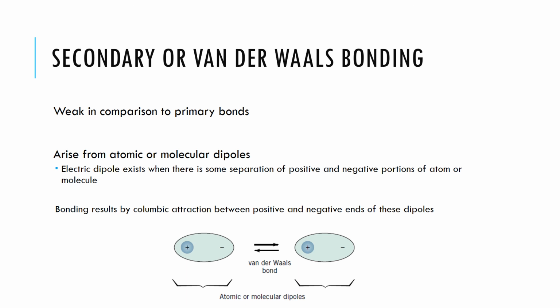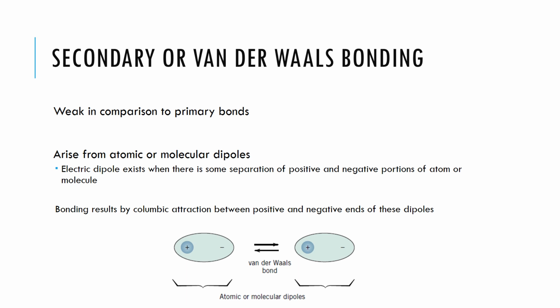They arise from atomic or molecular dipoles, and this is a really important point. We're not necessarily just talking about bonding between atoms now. We could be talking about bonding between molecules. We can define an electric dipole as when there is some kind of separation of positive and negative portions of an atom or molecule. And bonding results by Coulombic attraction between positive and negative ends of these dipoles.